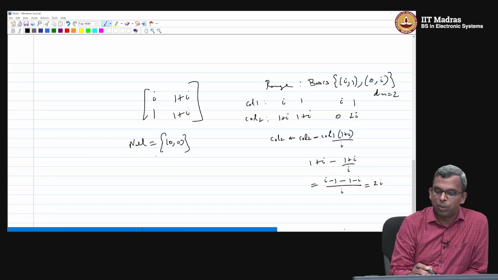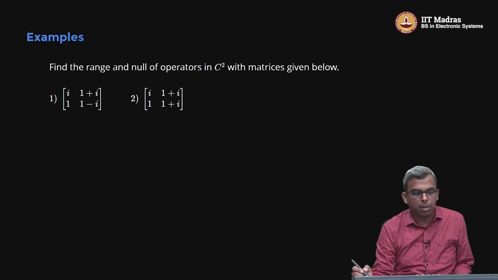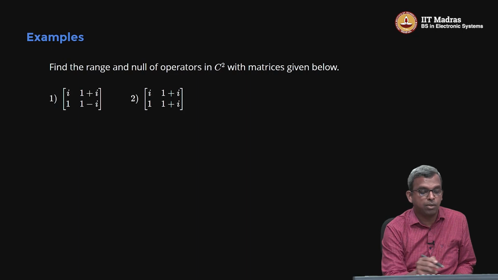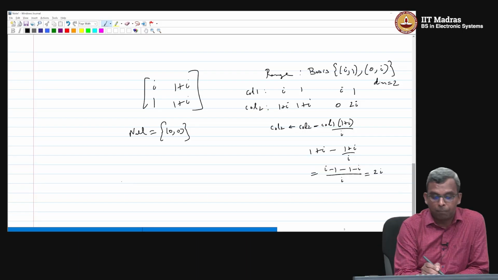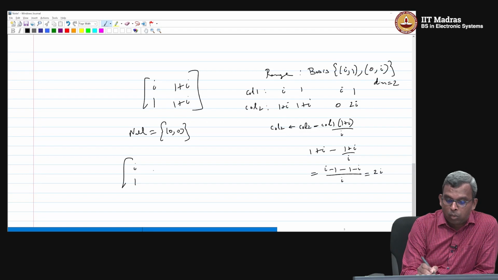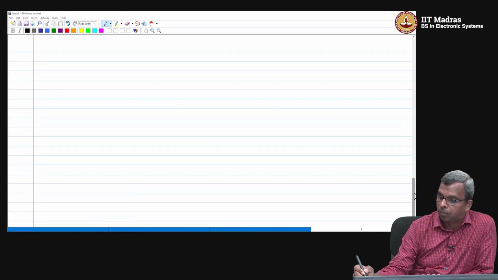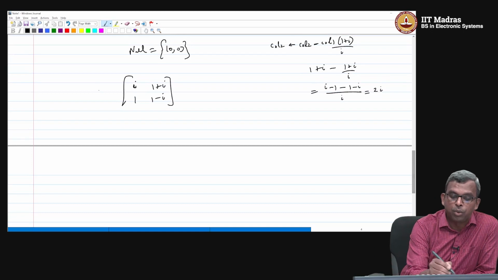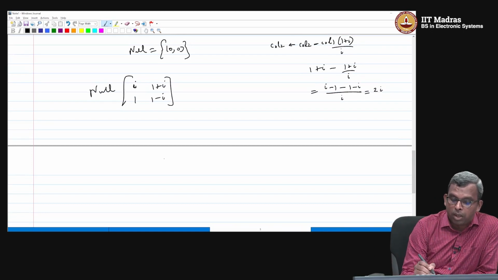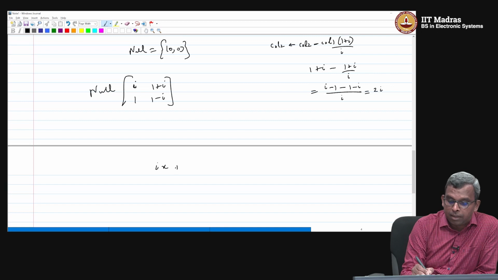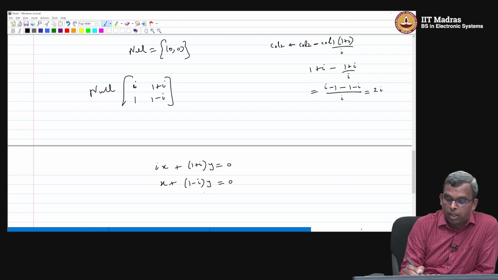You can also find the null space, interestingly. Maybe I picked this carefully. Let's do the null space for [i, 1; 1+i, 1-i]. Let me do the null space of this matrix for you, maybe this is interesting. I have to solve for ix + (1+i)y = 0 and x + (1-i)y = 0.